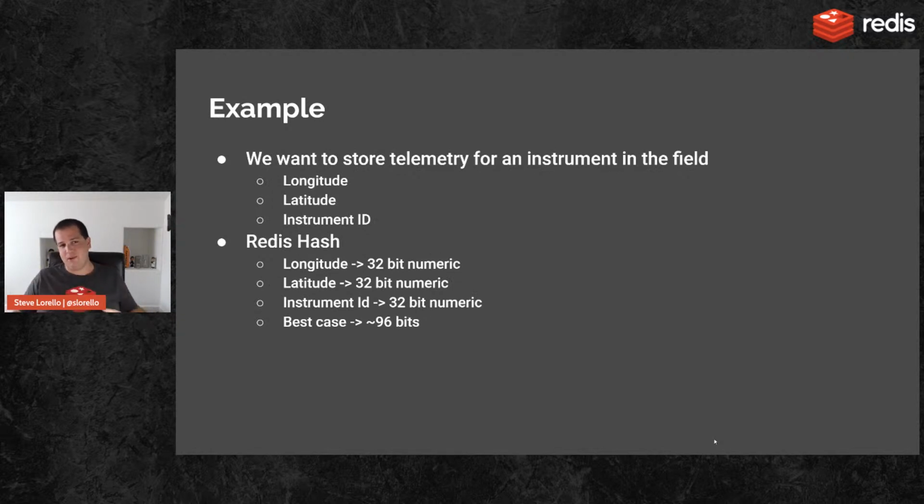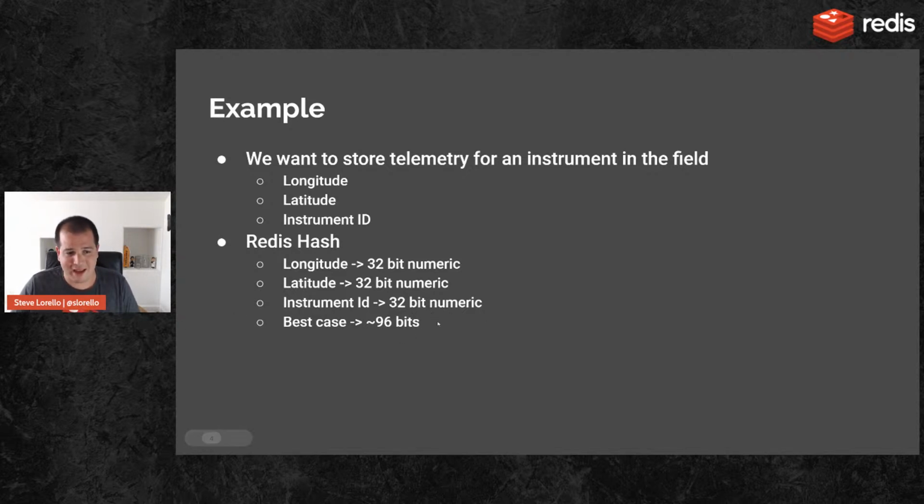So let's look at an example of something we might want to use a bitwise operation for. Say we have a ton of equipment all over the world, essentially generating telemetry all the time. Say we only have 3 fields in there: a longitude, a latitude, and an instrument. And say we want to store that all in Redis, so we have some centralized repository where it's all stored. Well, if we use the Redis hash to maintain it, we would have a longitude field, a latitude field, and an instrument ID field. All 3 of those fields would be 32-bit numerics.